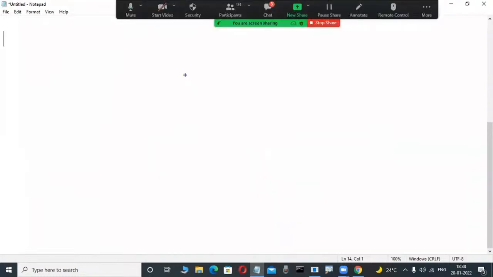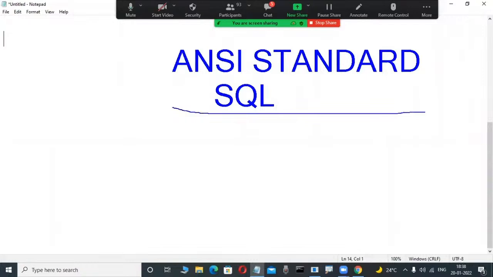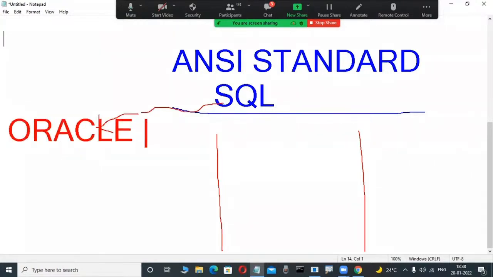Same like here also. Observe here. SQL is an ANSI standard language. ANSI, the American National Standards Institute, defines some standards for the SQL language. This ANSI standard language is used to operate all the relational databases. But unfortunately, from this ANSI standard SQL, Oracle Corporation created their own SQL that is called Oracle SQL.